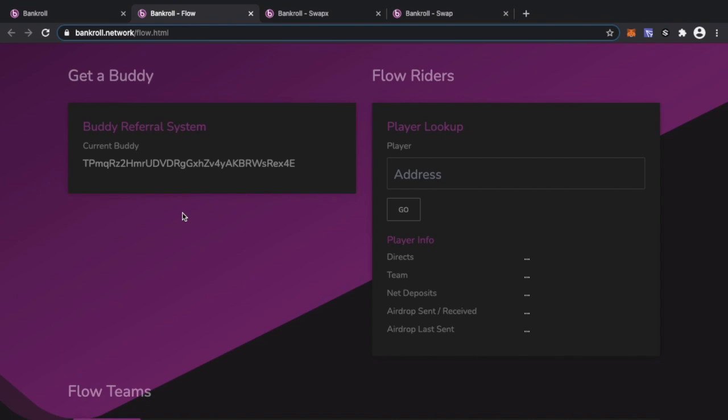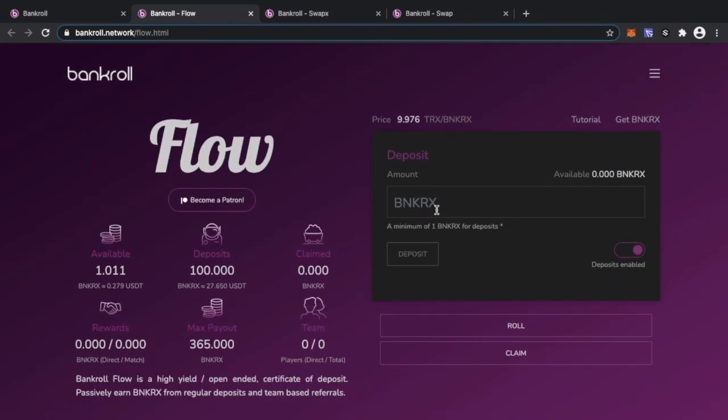You'll be part of the 3D crypto team, which means you're eligible for airdrops. You're eligible for support by myself. I will teach you how to grow your own team even bigger. All in all, it basically benefits you to join my team. But any team you want to join, you put the address down below, hit the update button, and then you just deposit a minimum of 10 BNKRX. You hit the deposit button and you're in flow. It's that simple. And then once you're in flow, you can start rolling, claiming.